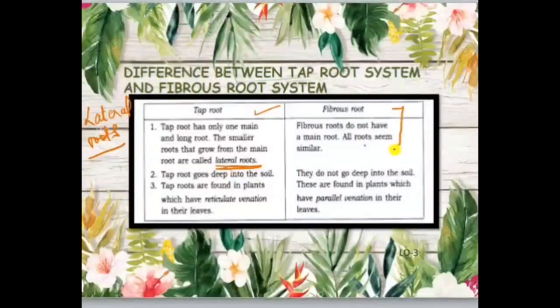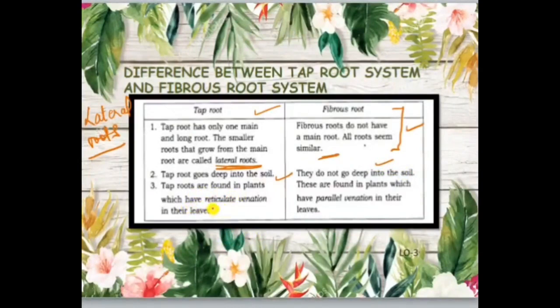On the other hand, fibrous roots do not have a main root. All the roots seem to be similar, they look similar. Next, the taproot goes deep into the soil, as it is a single main root, so as to absorb water and minerals. However, fibrous roots do not go deep into the soil, and they are very limited in their size.